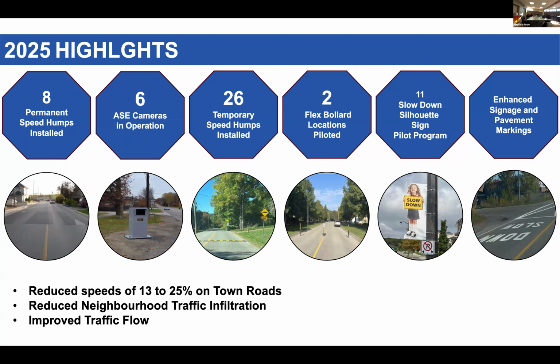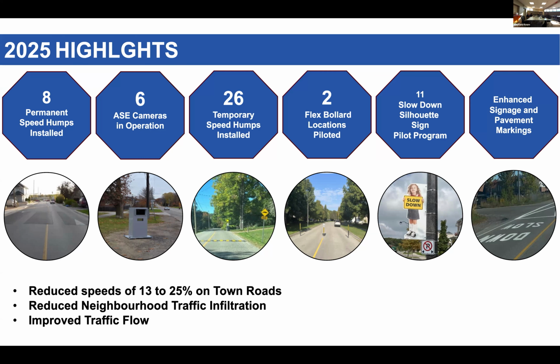You will see a couple of slides next, which highlight our 2025 achievements and implementations. There were a number of initiatives and measures completed in 2025. These included the installation of 8 permanent speed humps and 26 speed humps, supported by signage and pavement markings, treatment at various locations across the municipality.